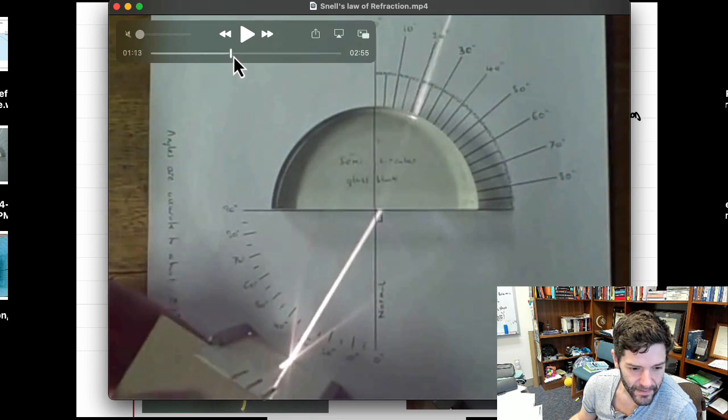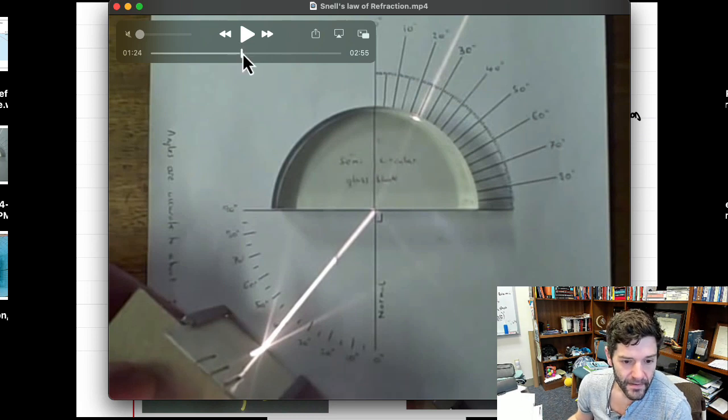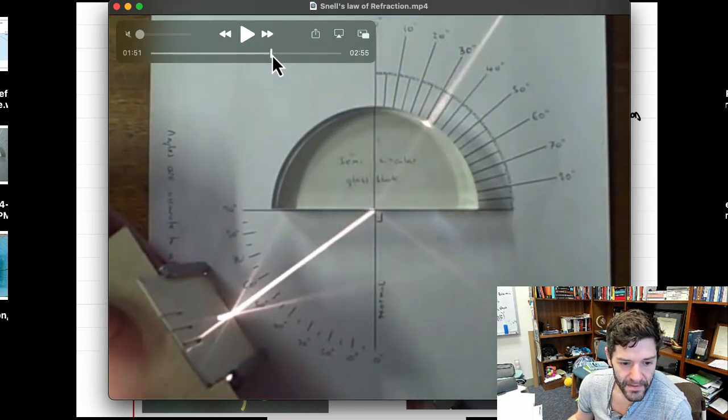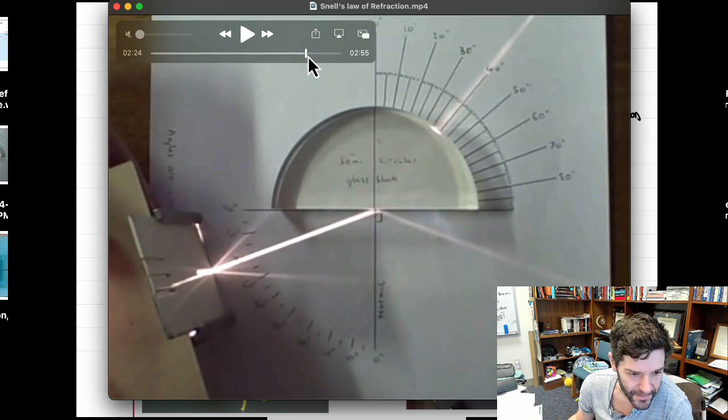Here it's 40, so it's coming in at 40. This angle is 40. But then it only comes back out at about 25. I go some more. Then notice something interesting is happening here. So I'm down to like 70 degrees. So 70 degrees comes in, it refracts, and it only comes out at about 40 compared to 70. But then notice part of it is also reflecting as well.